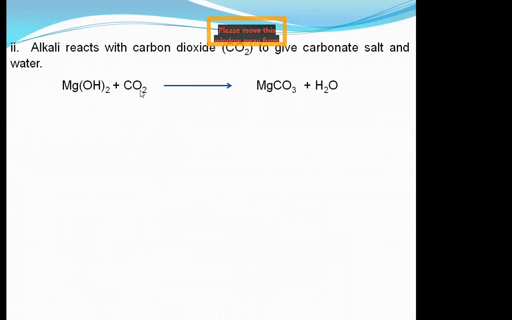Don't ask, sir, this looks like a double displacement reaction, but the output is not correct. It doesn't apply everywhere, you know that. So this is an exceptional case. Though we used to say double displacement, we can't say so, because carbon dioxide is a compound and magnesium hydroxide is a compound.